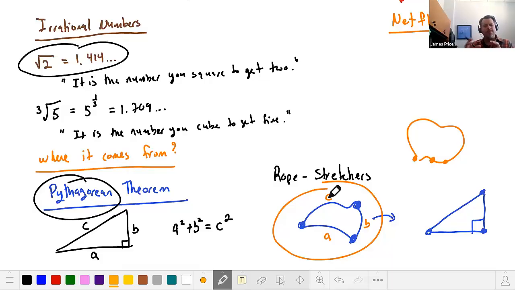And so he took a couple of these ropes, because there were several of them that they would stretch to get right angles. Some were small, some were large, and he looked at the lengths, A, B, and C, and he realized there's a relationship between A, B, and C always. A squared plus B squared is always equal to C squared. And that's how he discovered the Pythagorean theorem.